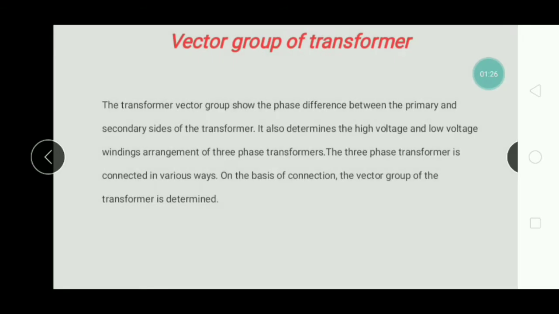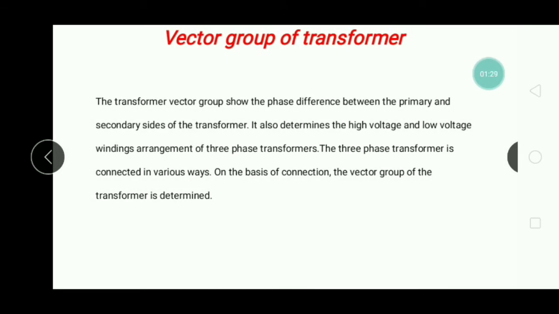So different vector groups are formed as per the Indian standard. Okay, in which the phase displacement is indicated by the figure of the clock. So what is vector group? The transformer vector group shows the phase difference between the primary and secondary side of the transformer. It also determines the high voltage and low voltage winding arrangement of the three-phase transformers. The three-phase transformer is connected in various ways. Okay, on the basis of connection, the vector group of the transformer is determined.